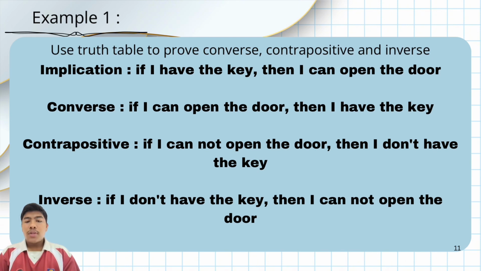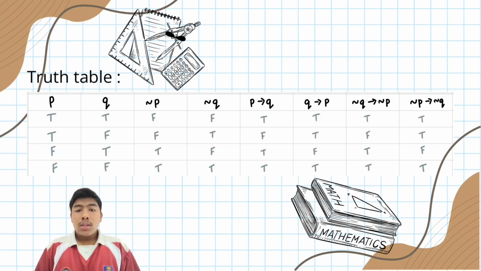By using the truth table, we can compare the truth values and see that the original implication and the contrapositive are logically equivalent, while the converse and inverse are not always equivalent. Now, I will show the truth table for P and Q, including their negation, not P and not Q.